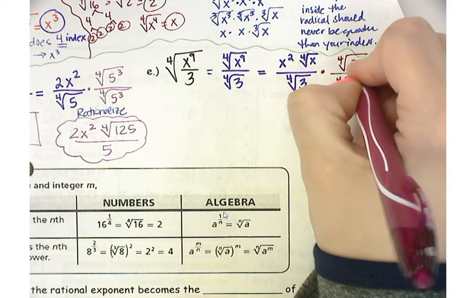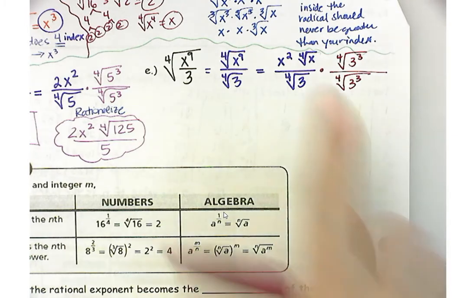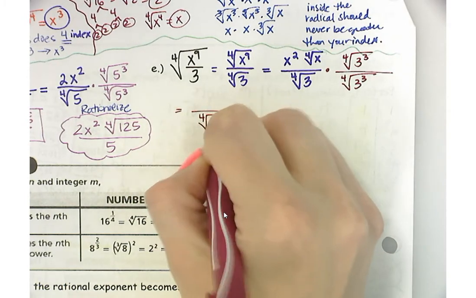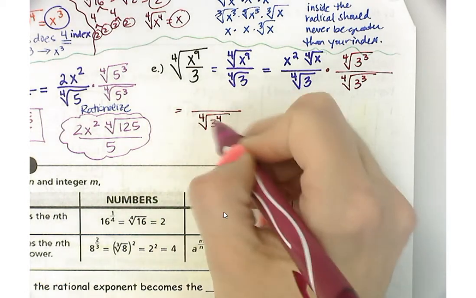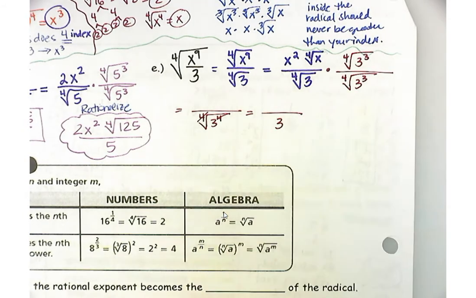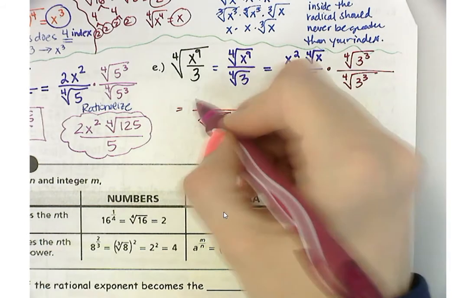You cannot cancel these because if it's in the root and outside the root, you will not reduce. Okay? You can only reduce if they're both outside the radical or if they're both inside the radical. So that's a good thing to remember.